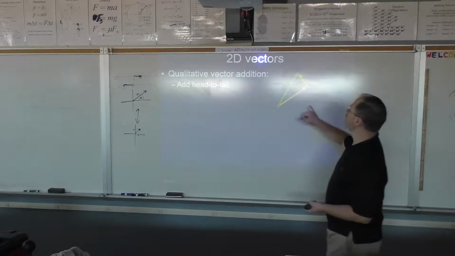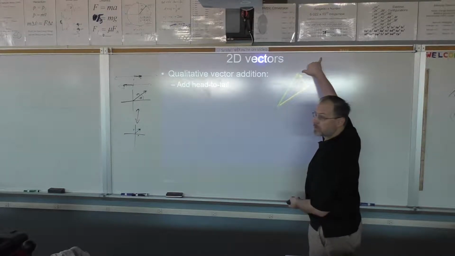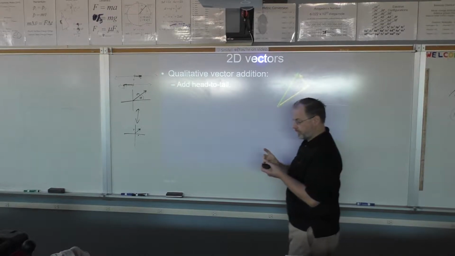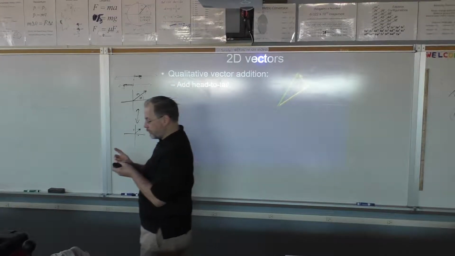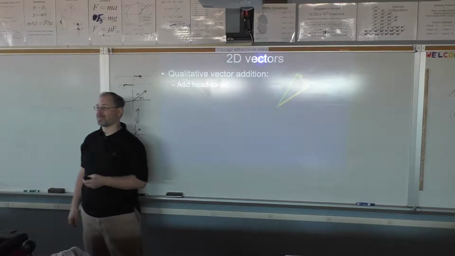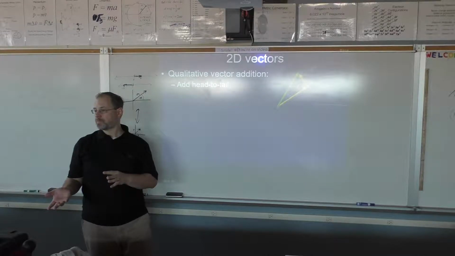In fact, imagine this vector translated up here, it's going to give you another green vector. It's just going to be somewhere else on the page. Does it matter that it's somewhere else on the page? No. Because, again, vectors only have two values. They have magnitude and direction. Where they are located doesn't matter. Does this idea make sense?